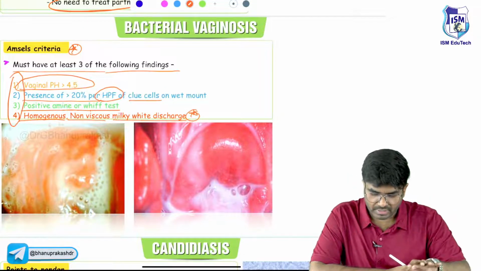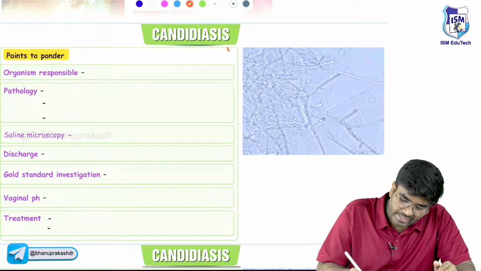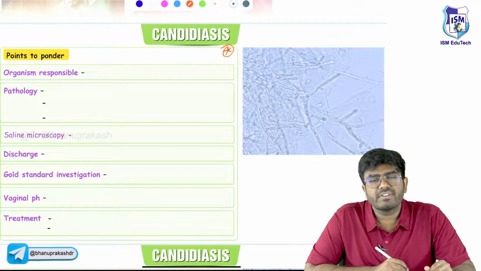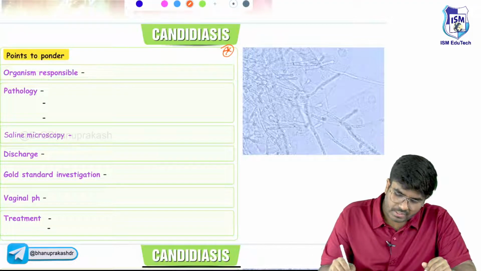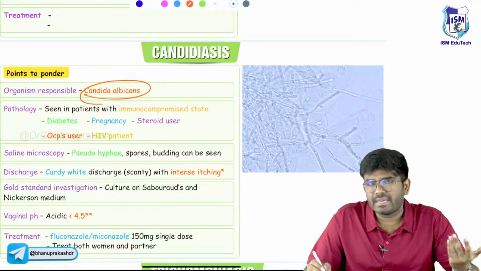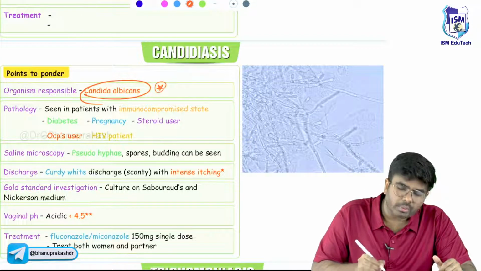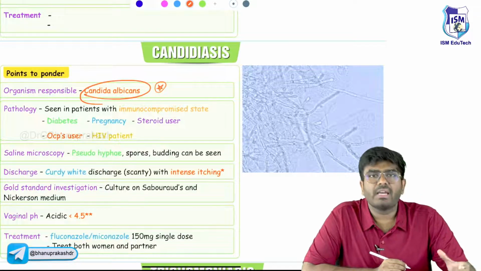Done. Diagnosis completed. Now let's discuss the second genital infection, candidiasis. In the name itself, it's a fungal infection. What is the organism responsible? It is Candida albicans. There are multiple organisms, like other Candida species, but the most common organism is Candida albicans. It's a fungal infection.